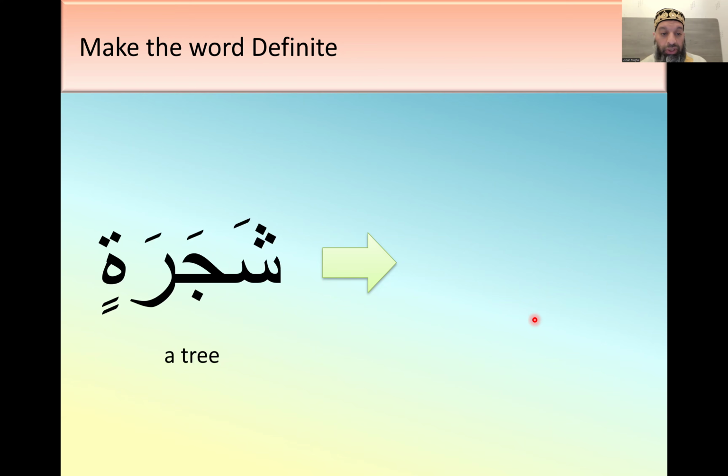Next one. Shajaratin. Shajaratin means a tree. And I try to stick with those words that come in the Quran, so it helps you with your Quranic vocabulary. Very rarely I will use words that don't come in the Quran. So shajaratin. You stick an alif lam on, what does it become? Fantastic.